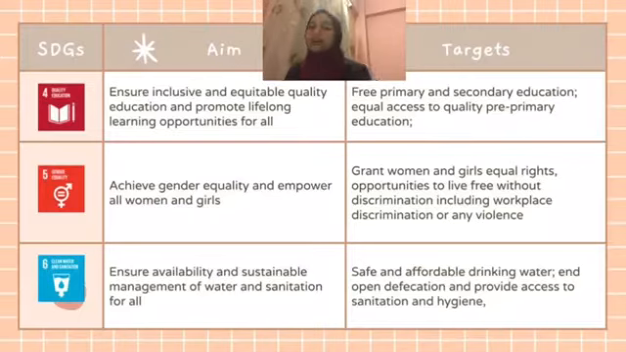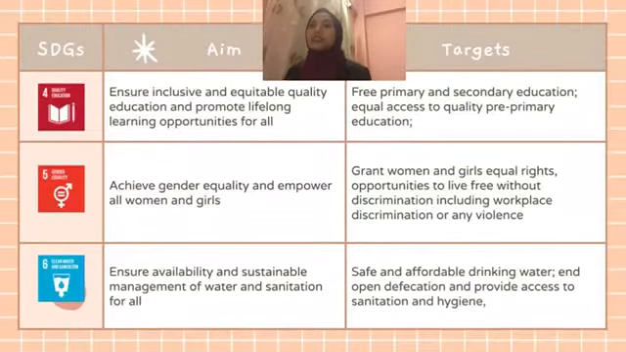The fifth Sustainable Development Goal is gender equality. The aim for the fifth goal is to achieve gender equality and to empower all women and girls. The target here is to grant women and girls equal rights, so that they will have the opportunity to live free without discrimination, and that discrimination includes workplace discrimination or any kind of violence towards women or young girls in general.